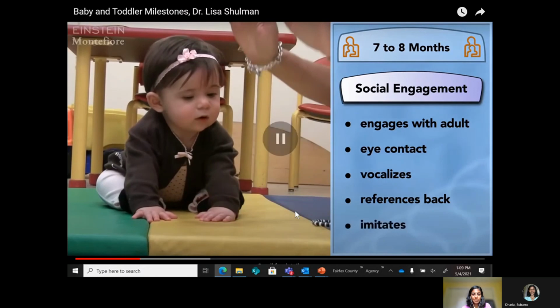I just want to point out this referencing back is really quite crucial. Another word to describe it is joint attention. And that joint attention is one of the foundational skills that starts to develop at this age, 7 to 8 to 9 months. And that's something that we often see is missing in some of the children who possibly have autism spectrum disorder.